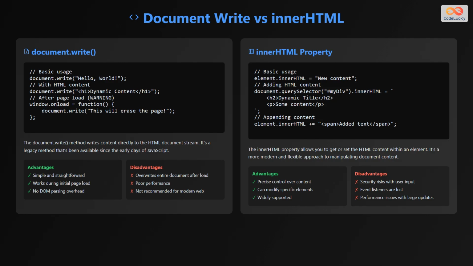Now let's explore the document object model, or DOM manipulation. This is the modern way to dynamically update your web page's content. By using techniques like innerHTML, you can precisely control which elements are changed. This is more flexible and offers better performance than using document.write, but it's important to be cautious about security risks when using user-provided content with innerHTML, and also that event listeners are lost when content is updated using this method.